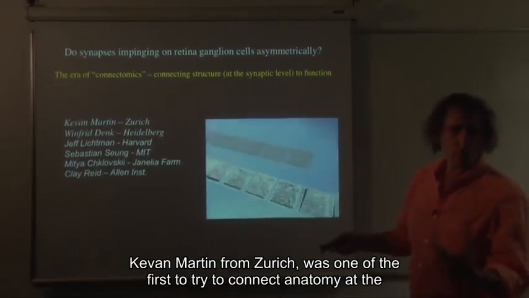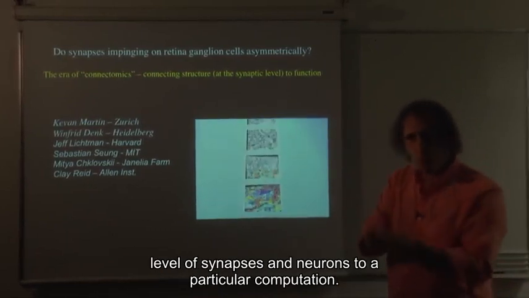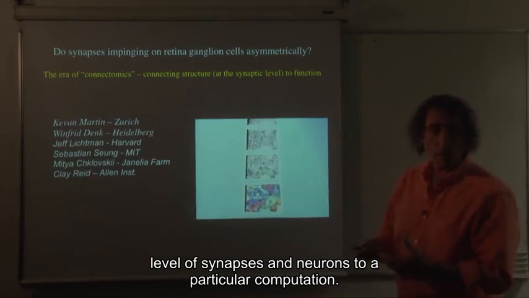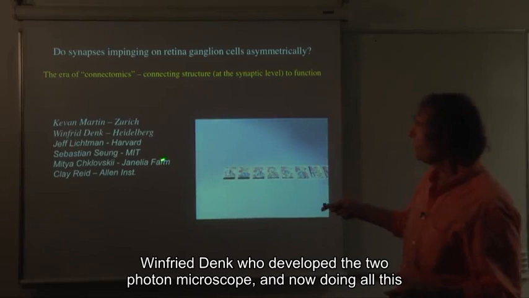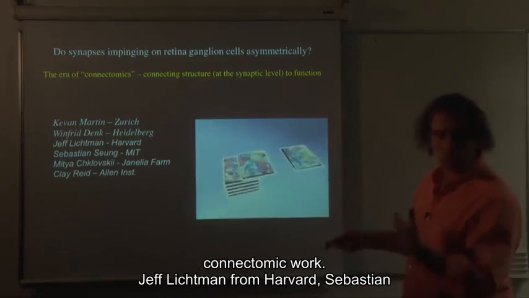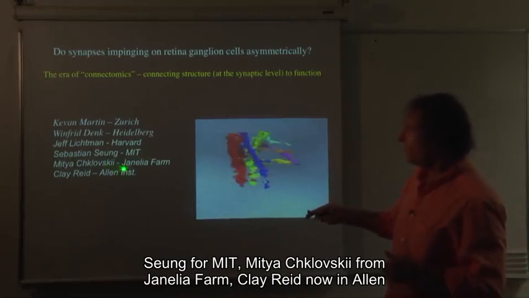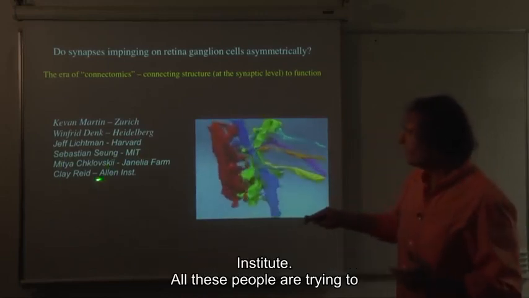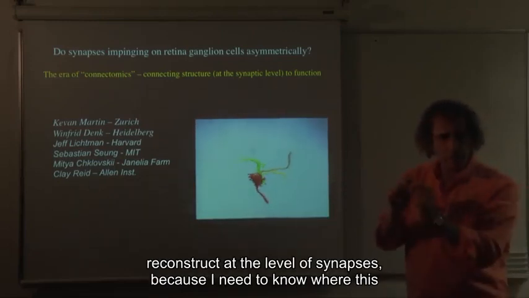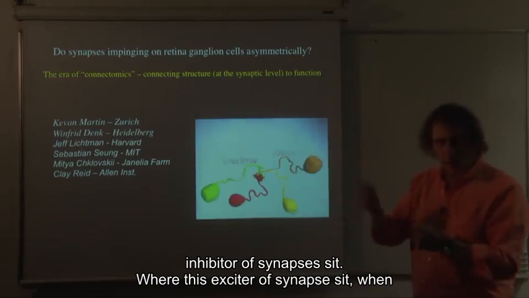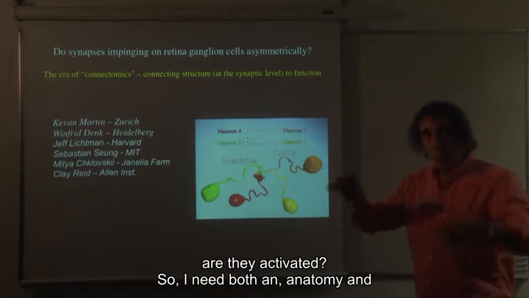Kevin Martin from Zurich was one of the first to try to connect anatomy at the level of synapses and neurons to a particular computation. Winfried Denk, who developed the two-photon microscope, is now doing all this connectomic work. Jeff Lichtman from Harvard, Sebastian Seung from MIT, Mitya Chklovskii from Janelia Farm, Clay Reid now at the Allen Institute. All these people are trying to reconstruct at the level of synapses, because I need to know where these inhibitory synapses sit, where these excitatory synapses sit, when they are activated.